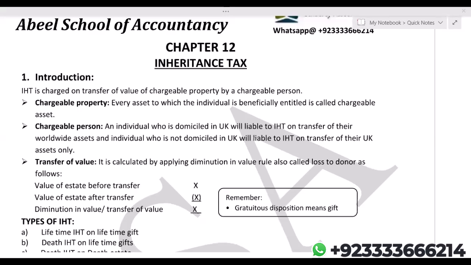Okay, dear students, let's start another live revision class. Today's topic is IHT. After that, we will have two more topics: one is VAT, and the last one is going to be corporation tax. IHT, inheritance tax.